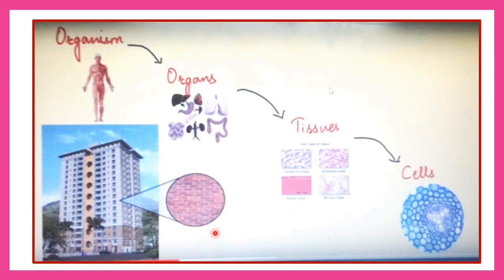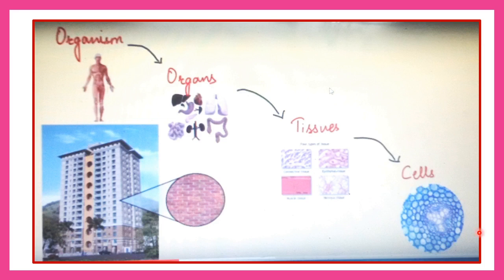Let us see some basic information about the cell. The cell is considered as the structural and functional unit of living organisms. Why? Because the living organisms are made up of cells, similarly, the bricks are involved in the construction of great buildings. Here we can see the structure of a cell. Cells are involved in the formation of tissues. Later, the tissues form organs. The entire organs are involved in the organisms. The basic one is the cell.